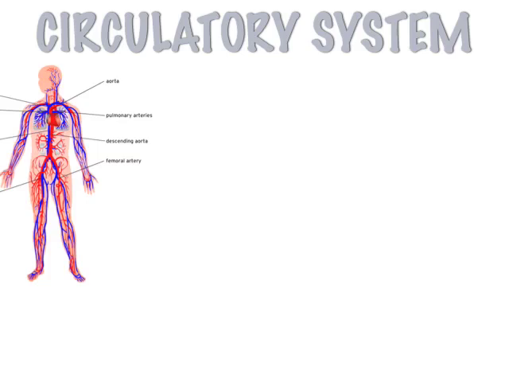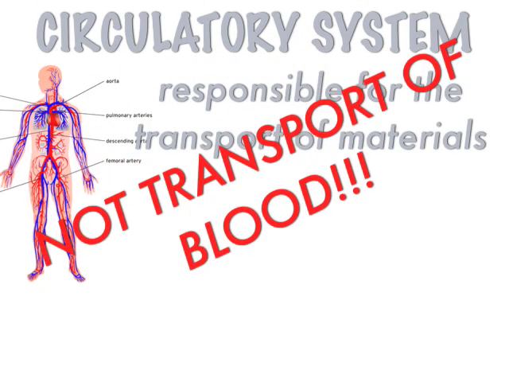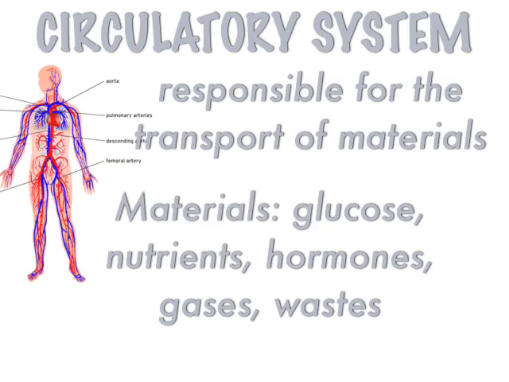Circulatory system. Okay, the job of the circulatory system is to transport materials. Now, just like before, please, its job is not to transport blood. Very common wrong answer. No, blood is part of the circulatory system. Blood transports materials. So make sure that you don't say that. Materials that are transported are glucose, nutrients, hormones, gases, wastes. Oh, there it is.